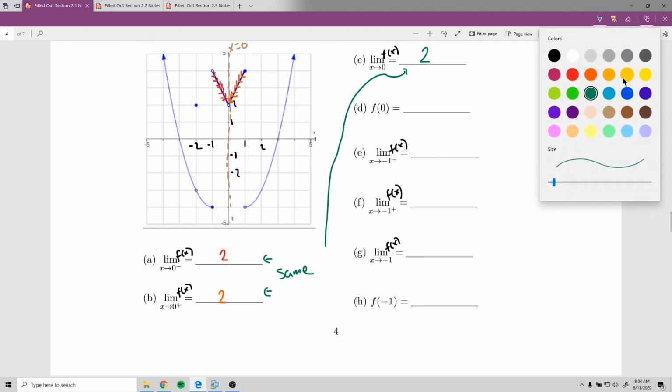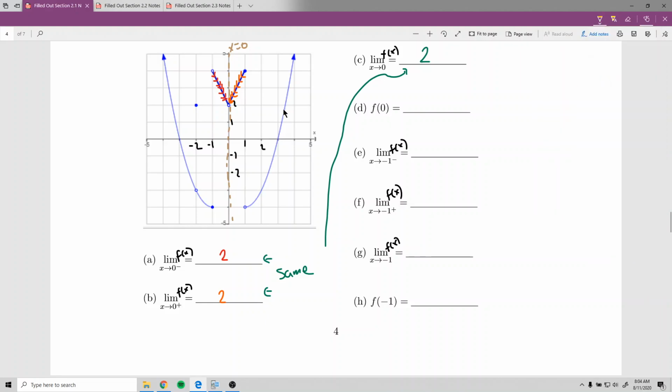Now part D, just once again a reminder of function notation, f of 0. For f of 0, we look here and you'll notice that the only spot on the graph actually has an open circle. There's no closed circle anywhere where x equals 0, so this is D and E. F of 0 does not exist. And that's okay. You can have D and E for anything. You can have a number for anything. It just depends on the problem.